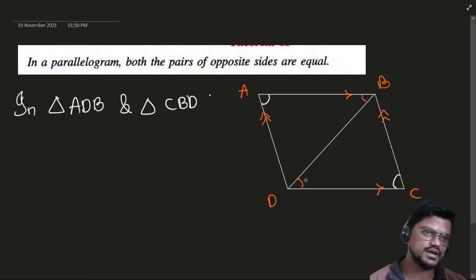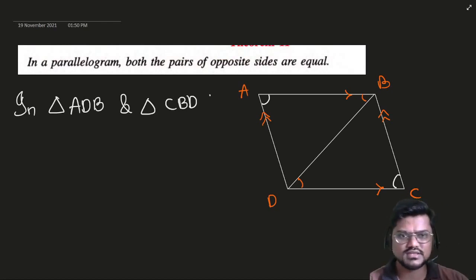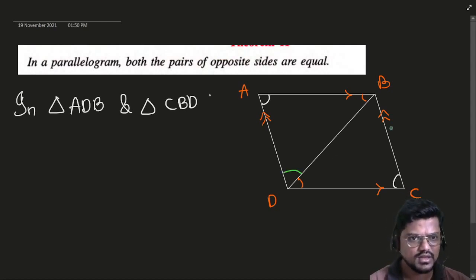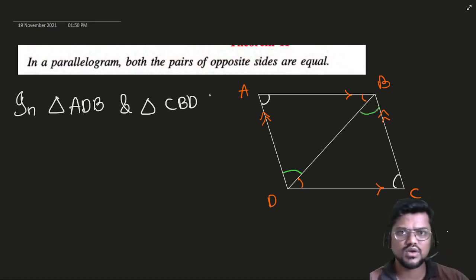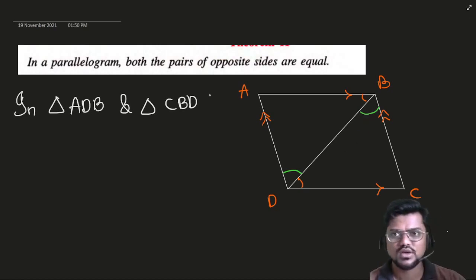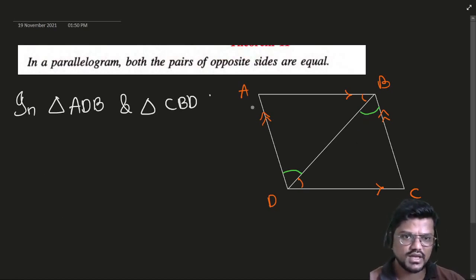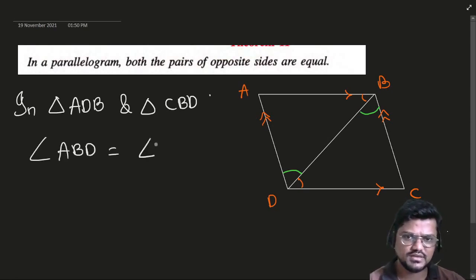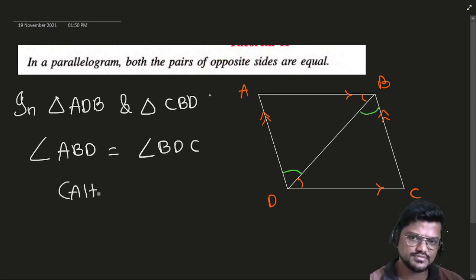this angle, alternate angles. Yes or no? Also, I can say that this angle is equal to this angle. We will not require this angle then. We can take these angles only. What I can say, in triangle ADB, angle ABD will be equal to angle BDC. What is the reason? Alternate angles.